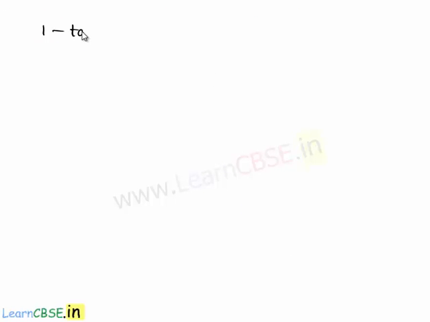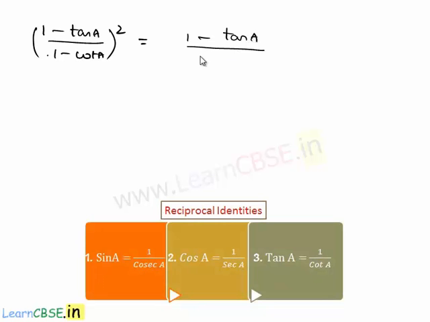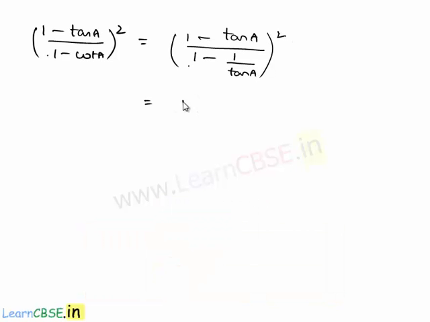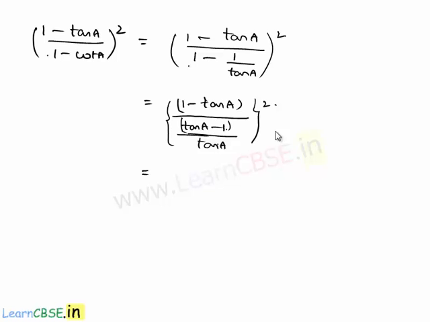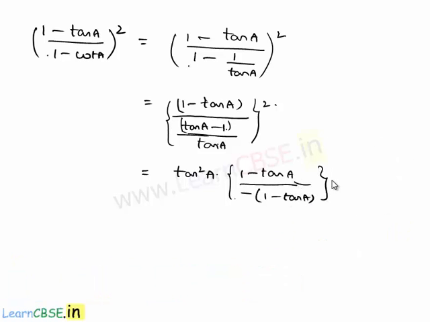And secondly, let us consider ((1 minus tan a) by (1 minus cot a)) whole square, which is equal to (1 minus tan a) by (1 minus cot a, which can be written as 1 by tan a) whole square, that is equal to (1 minus tan a) by, if we take tan a as LCM here, then the denominator becomes (tan a minus 1) whole square, which is equal to, let us separate the tan a here, then it becomes tan a whole square, which is nothing but tan square a into (1 minus tan a) by, if we take minus common in this, then it becomes (1 minus tan a) as denominator whole square.